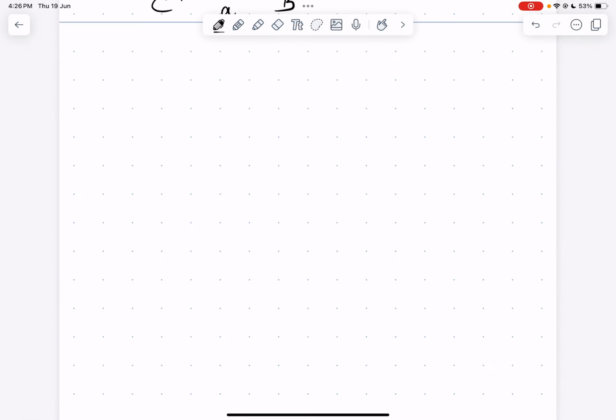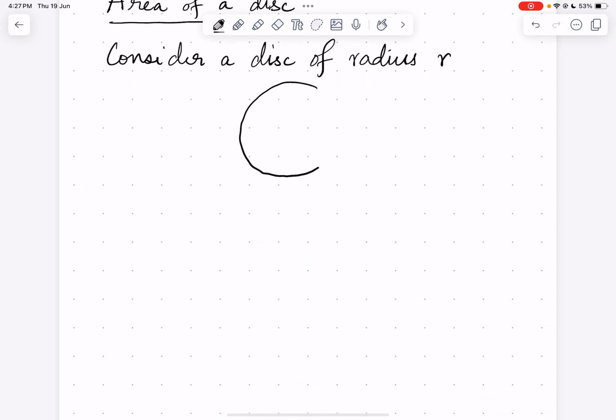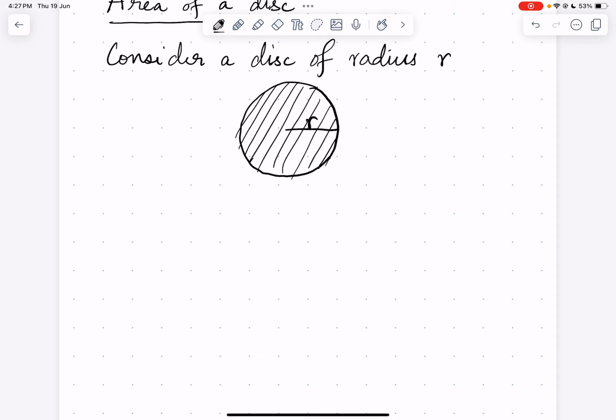Okay, let's continue. We'll study the area of a disk. So, consider a disk of radius r. This is a disk of radius r. So, we can ask how much area does this occupy? What is the area of the disk?